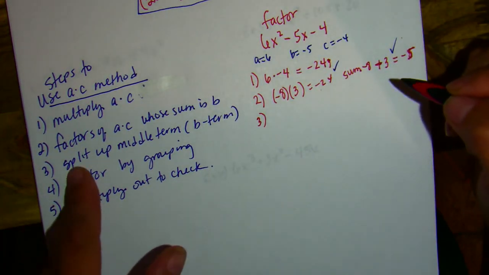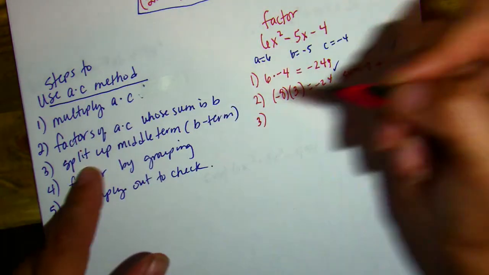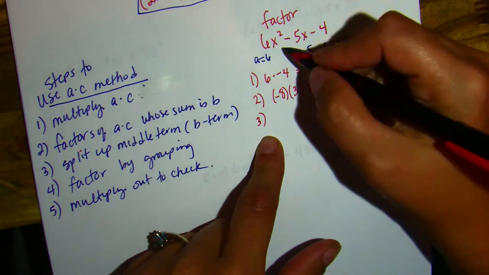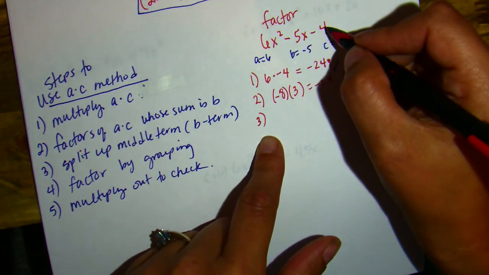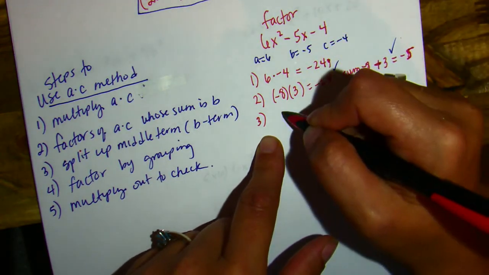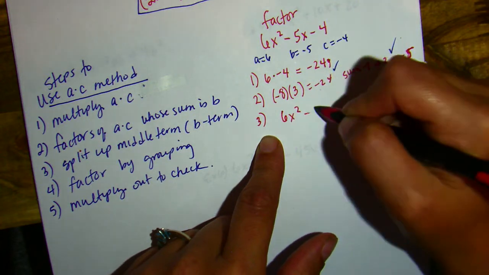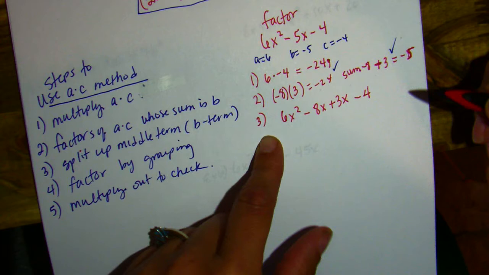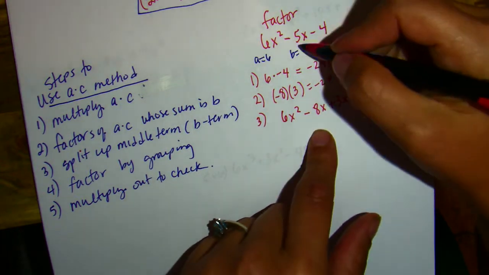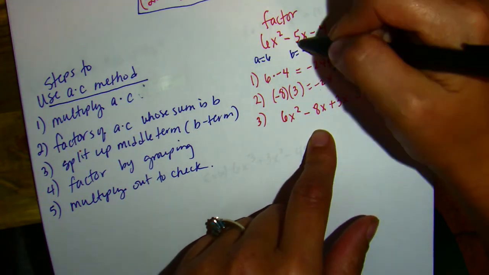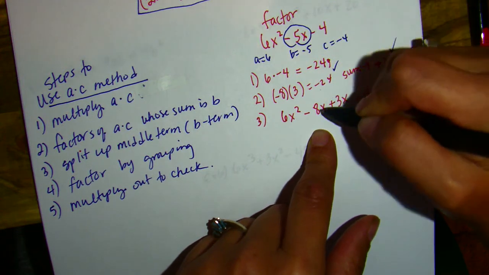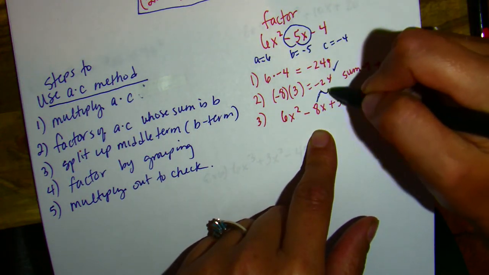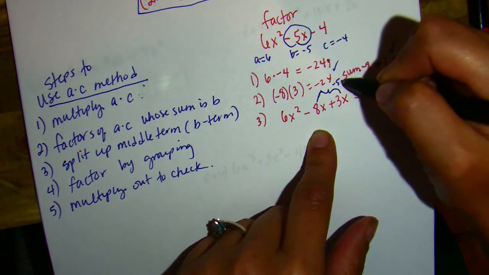Let's read step 3 together. You're going to split up the middle term using those two numbers. So now my original problem was the 6x squared minus 5x minus 4. It's now going to read 6x squared minus 8x plus 3x minus 4. Do you see how the original problem had the -5? Let me see if I can emphasize this, the -5. Do you see how when I combined these two terms, it does give me that -5? These two terms do make -5x.